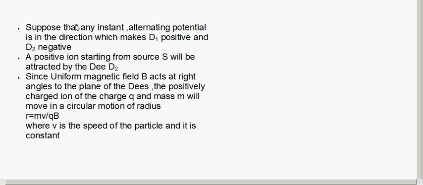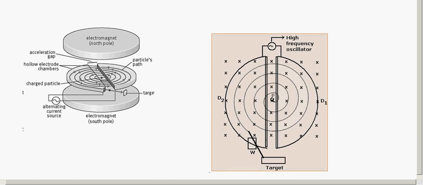Now let us say at any instant the potential of the high frequency oscillator is in such a way that it makes D1 positive and D2 negative. Now the potential of this is such that I'll show you here. We are assuming that this side is positive, that is D1 is positive, and D2 is negative. At any instant, just assume that D1 is positive and D2 is negative.